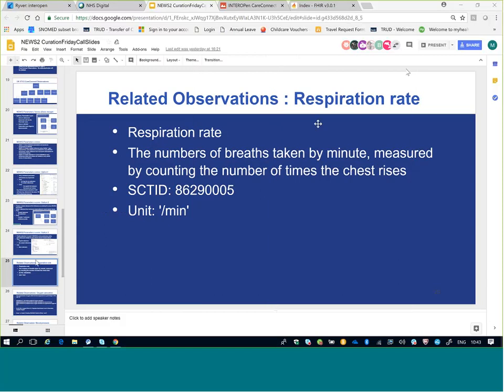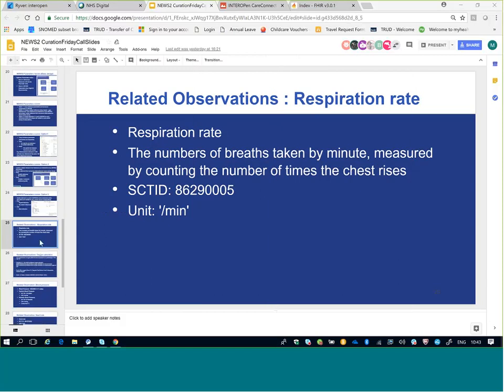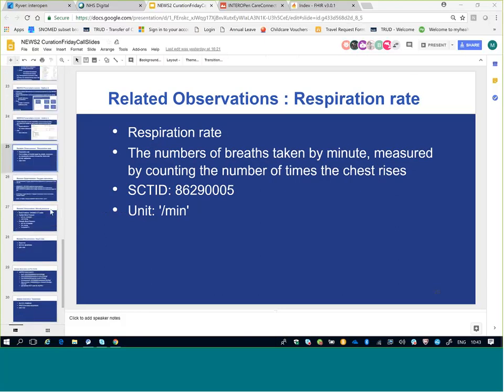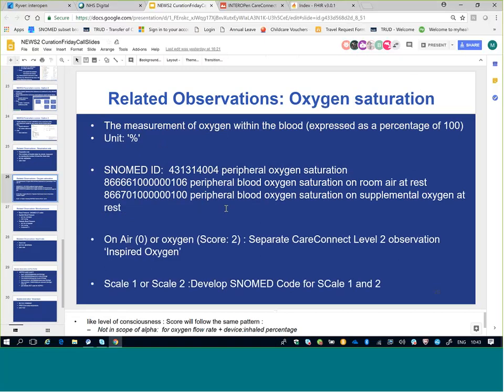the related observations. I think there's not going to be much discussion. Most of them are quite simple, which is a code value pair, such as respiration rate, because we are not adding any additional attributes at the moment. Then oxygen saturation is a little bit complicated, but I think what we are saying is we're going to provide three SNOMED codes. You can send the oxygen saturation, but you can send that on air or supplemental oxygen. We also discussed that on air or on oxygen is a separate CareConnect level two, and a score would be sent separately as part of inspired oxygen level two.